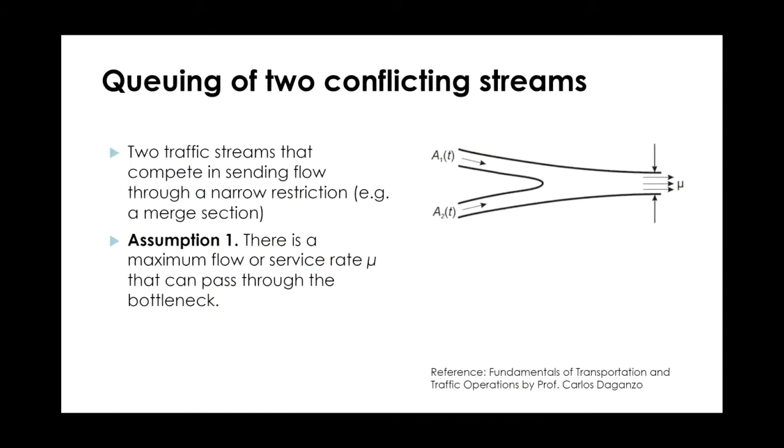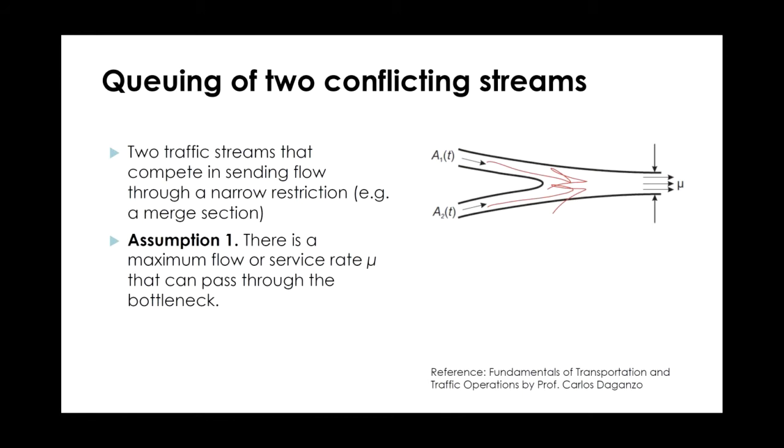What I'm going to cover next is an analysis method for two conflicting streams, or basically a merging section. How queuing forms and how queues propagate. What is the arrival and departure of each approach in this merge section when we have two conflicting streams?